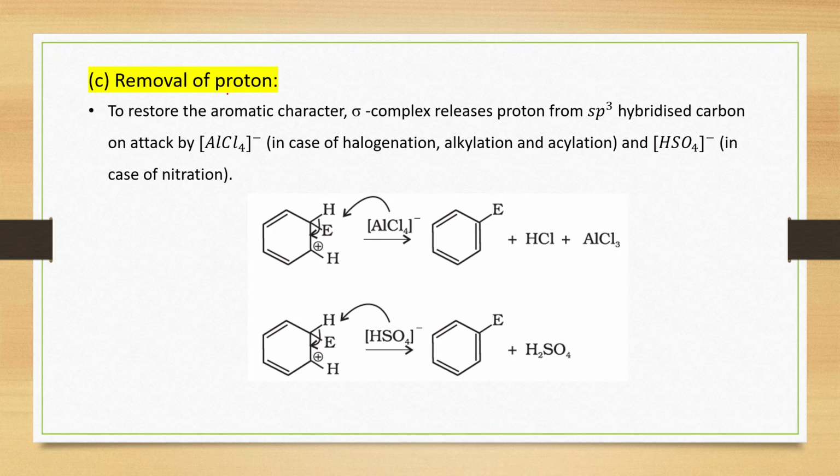Now last step, removal of proton. To restore the aromatic character, sigma complex releases proton from the sp3 hybridized carbon on attack by AlCl4 minus in case of halogenation, alkylation and acylation, and HSO4 minus in case of nitration. So this is sigma complex, and in case of halogenation, alkylation and acylation, this AlCl4 minus is there. So you can say that the hydrogen attached to this sp3 hybridized carbon, the bond between this carbon and this hydrogen will shift here, and this H is released, okay, and we will get this final product.